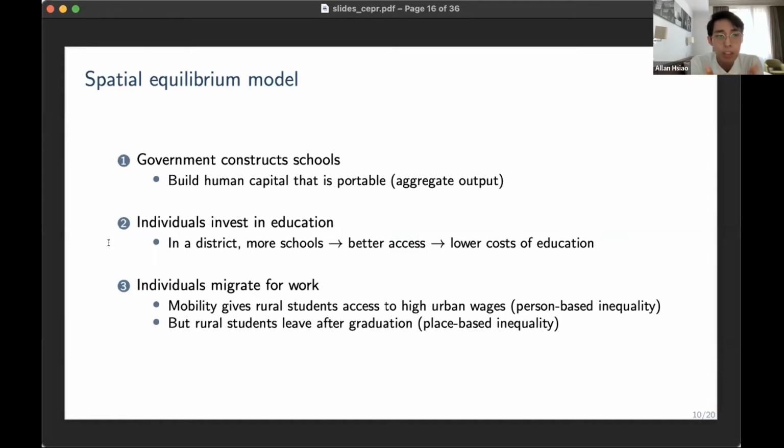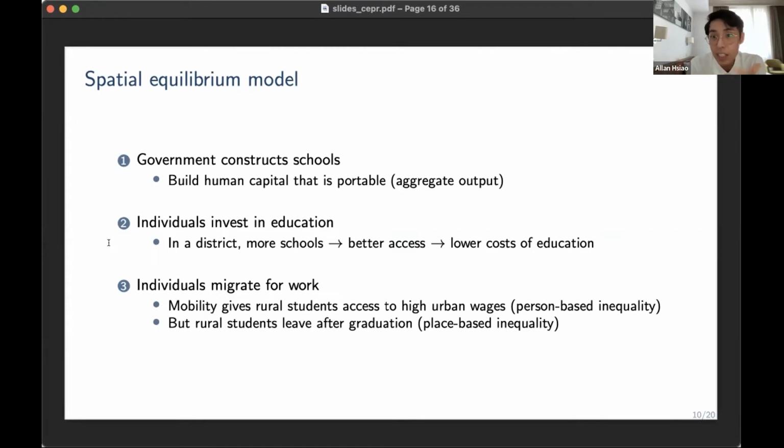From here, then, individuals are going to migrate, and they're going to migrate for work. So they're not migrating for the schools. This is not going to be quite like Moving to Opportunity, where the migration is parents moving to good school districts for their students. No, I don't have that. Students are born in a district, they get educated in that district. Conditional on that human capital, they're going to migrate for work.